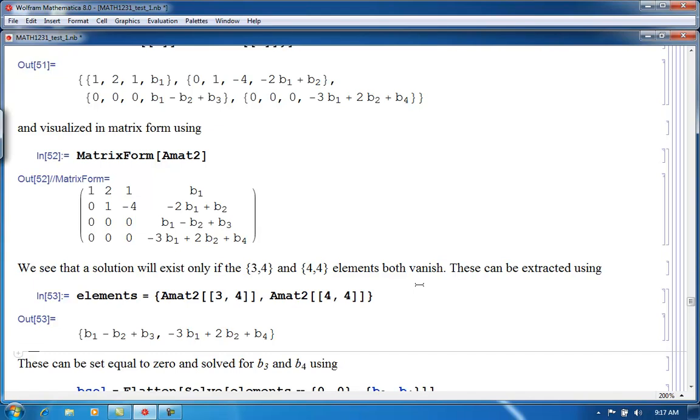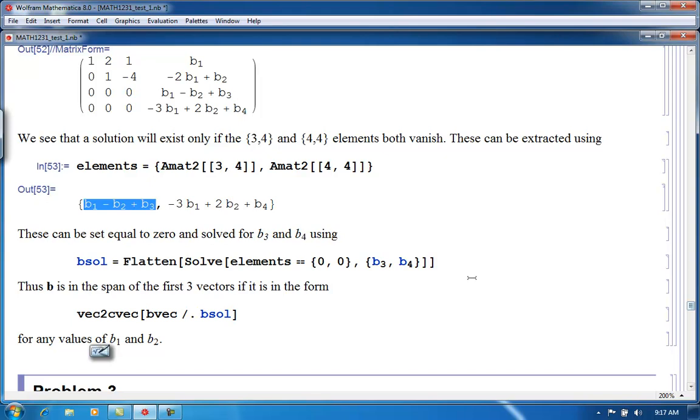and there they are. And we can see that the first one involves B1, B2 and B3, and the second involves B1, B2 and B4. So it's convenient to set these equal to 0 and solve the first for B3 and the second for B4. We can do that all at one go using this.